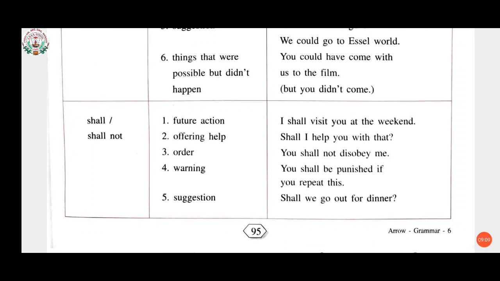Now see shall and shall not. Shall and shall not we always use for future action, for offering help, order, warning and suggestion. Like future action: I shall visit you at the weekend, meaning Saturday or Sunday. Shall here is used for the future action.